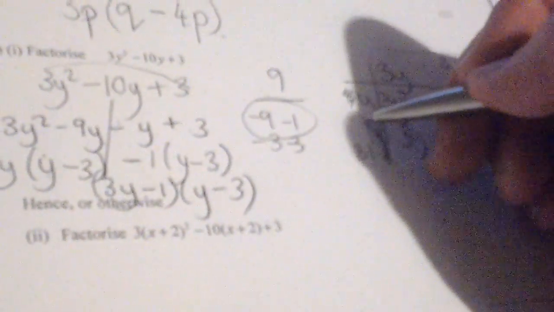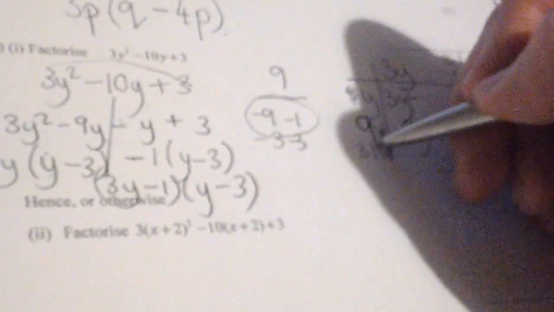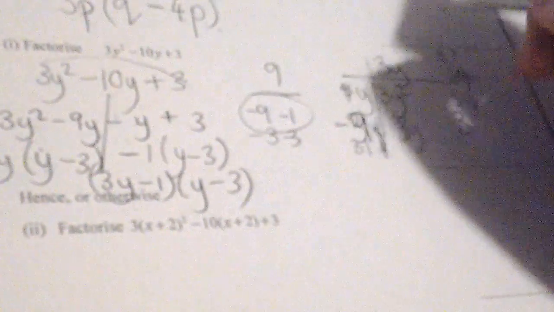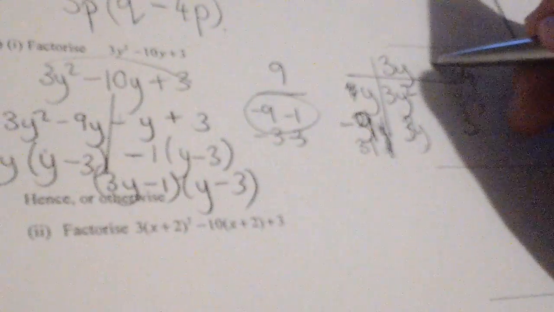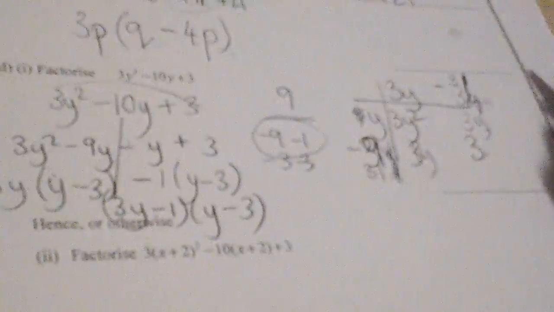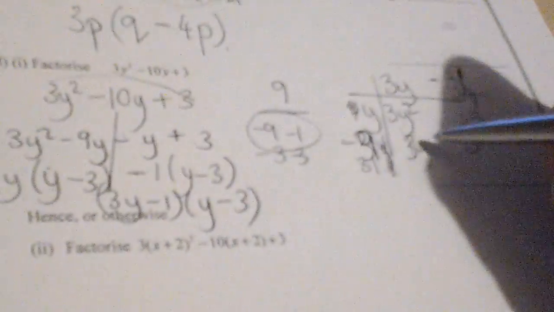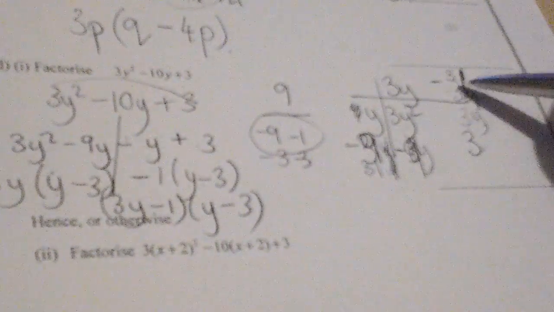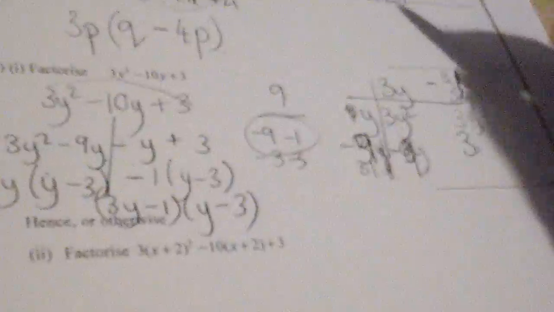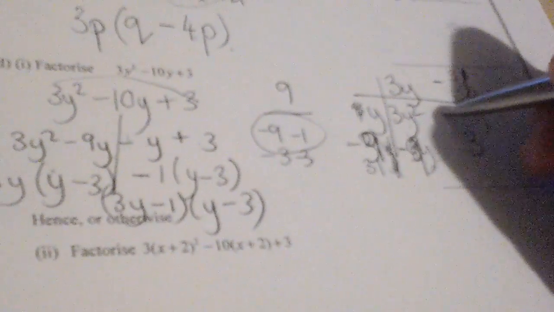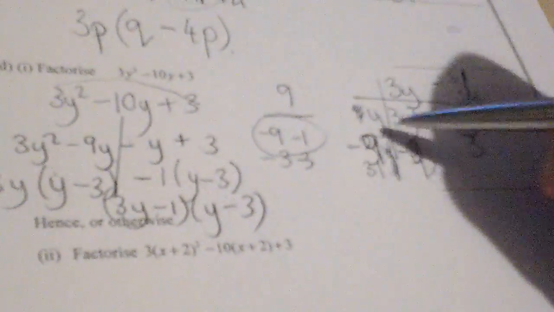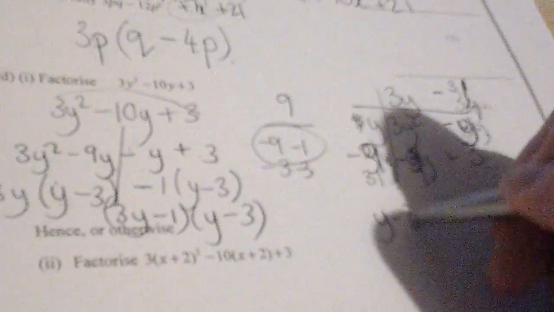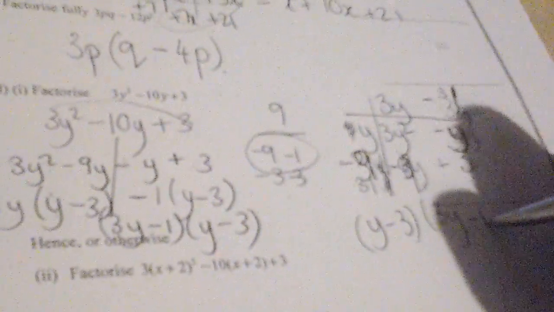So it's going to have to be minus 9 here, minus 3 here, and minus 1 here, because then I get 3y times minus 3 is minus 9y, and y times minus 1 is minus 1y, so minus y, and minus 3 times minus 1 gets me plus 3. So my brackets in the same way are y minus 3 and 3y minus 1.